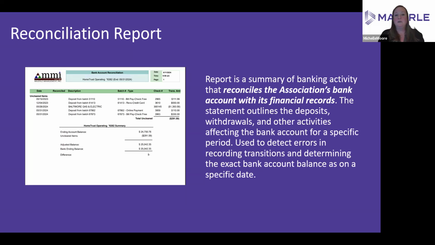Each month, the bank accounts, both operating and reserve, are reconciled. And it just means that the association's internal records are matching the bank statements. The purpose of this is to confirm that all transactions cleared properly, that no unauthorized transactions occurred, and that the ending balances match the balance sheet. It's a key internal control and an important safeguard against errors or fraud.